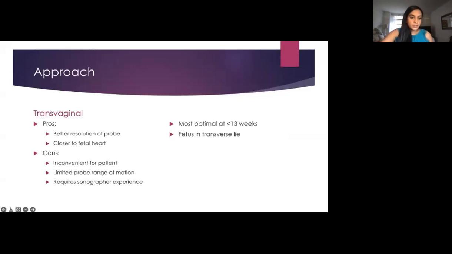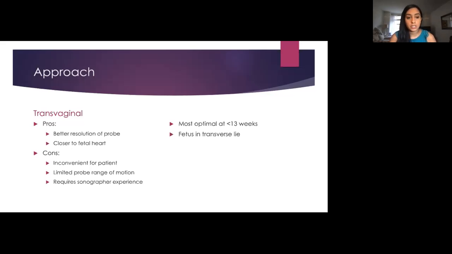So in terms of the approach, there's a lot of debate about transvaginal versus transabdominal. The truth is it really depends. Transvaginal, there are some pros and cons. The pros are you get better resolution, you are closer to the fetal heart. The cons are it's inconvenient for the patient, there's a limited range of motion with the probe, and it requires sonographer experience.